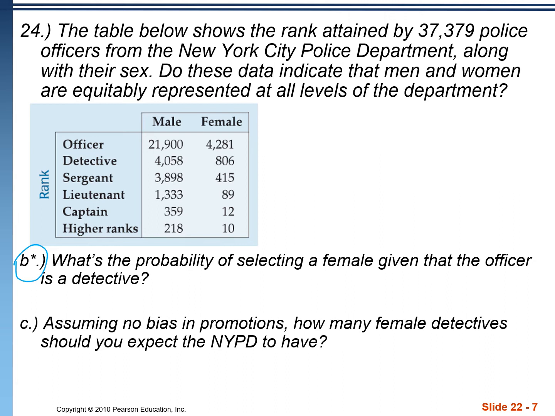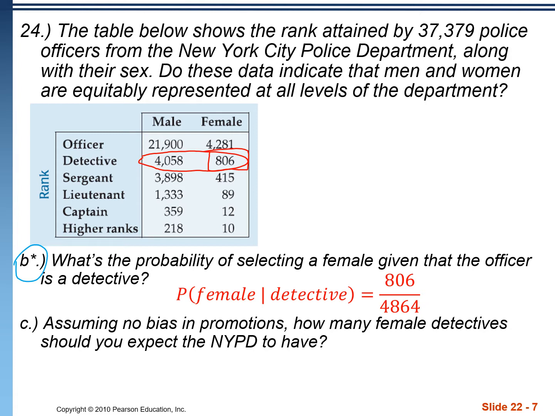B star is a question that I'm adding in because it's a good opportunity to review. What's the probability of selecting a female given that the officer is a detective? So we have a given here. The given is that the person's a detective. It's from one of those 4,864 people, and we want to find the probability that we select a female. 806 out of that 4,864. There's a 16.6% chance that we've chosen a female, given that the officer is a detective.